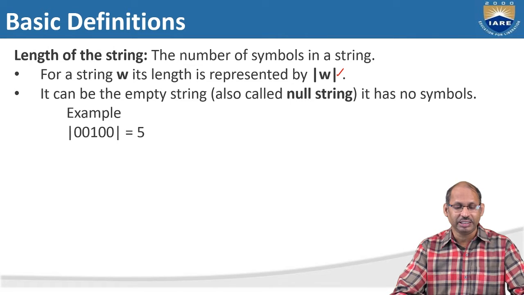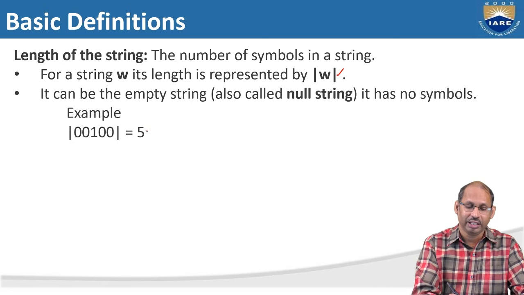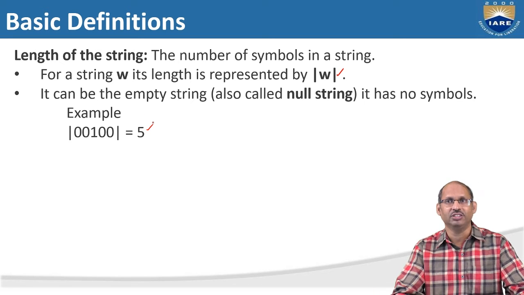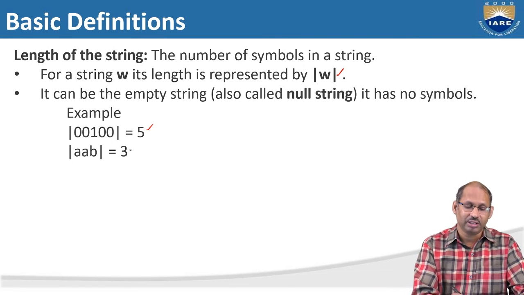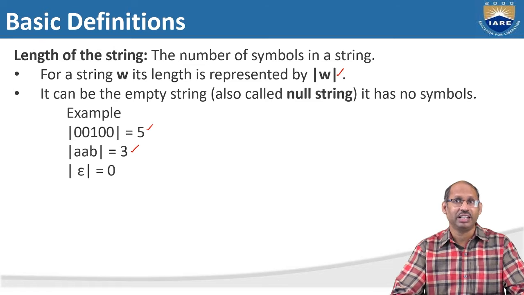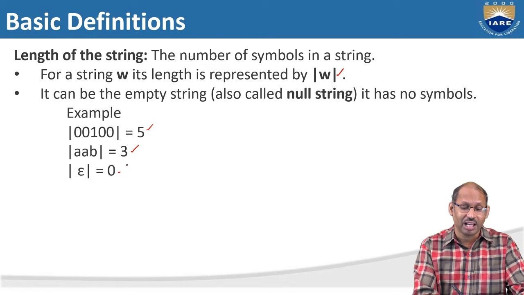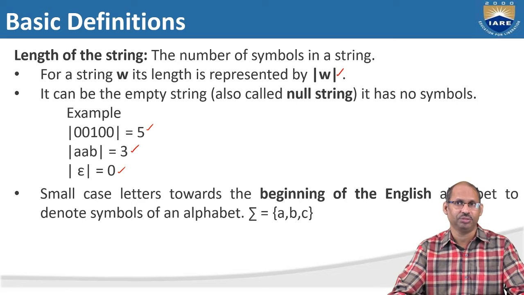For example, in this one, how many symbols are there? There are 5 symbols: 0, 0, 1, 0, 0. So it has 5 symbols. Then in this example, there are 3 symbols: a, b, c. Then what is the length of the empty string? The empty string's length is always 0. The length of epsilon is always 0.